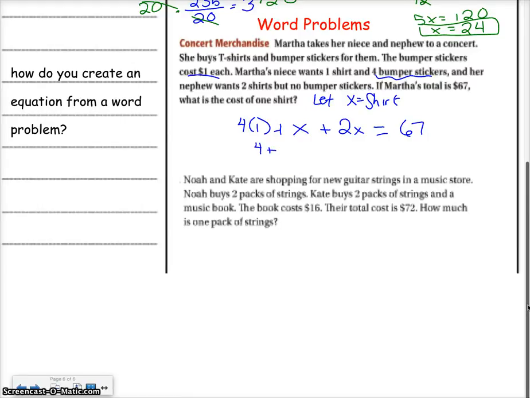4 plus 1x plus 2x is 3x's. Notice that I didn't minus x, right? Because it's on the same side. So you don't minus it unless you go to the opposite side of the equal sign. Equals 67.